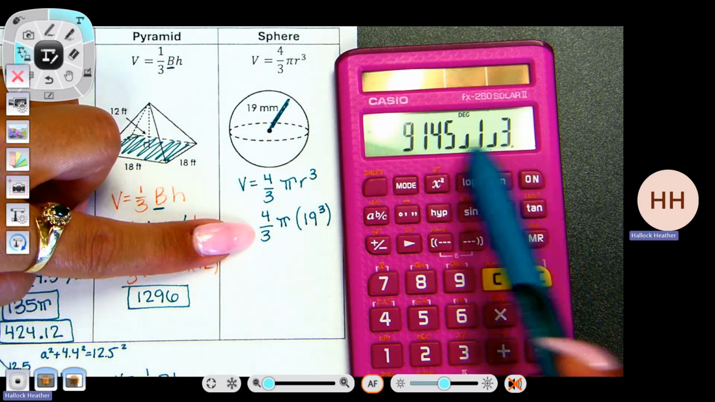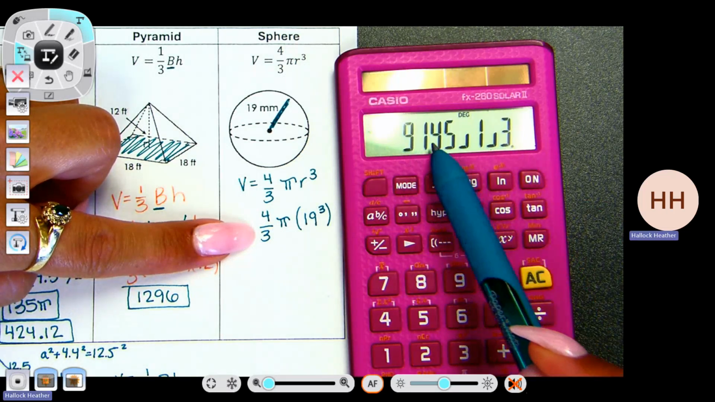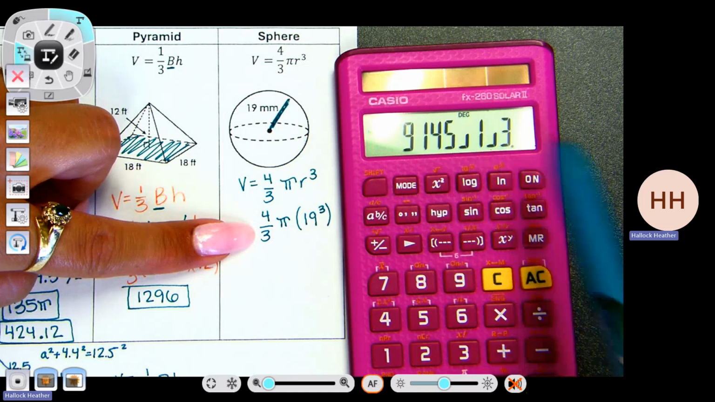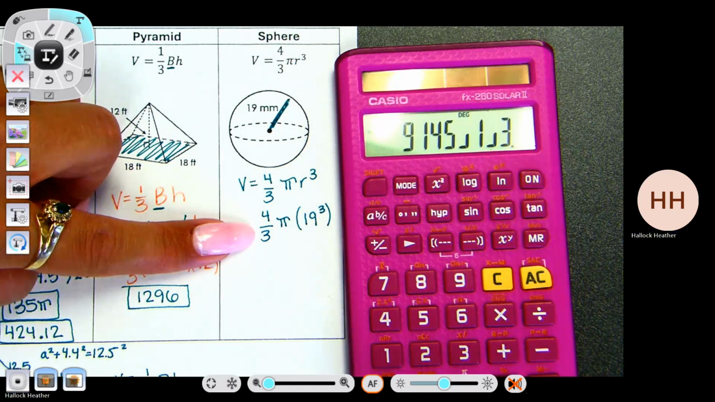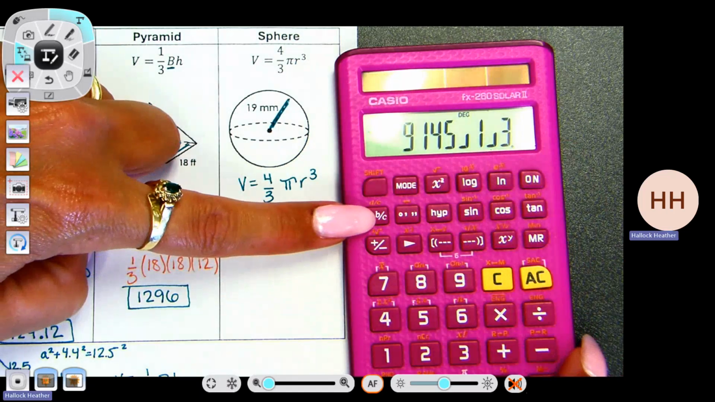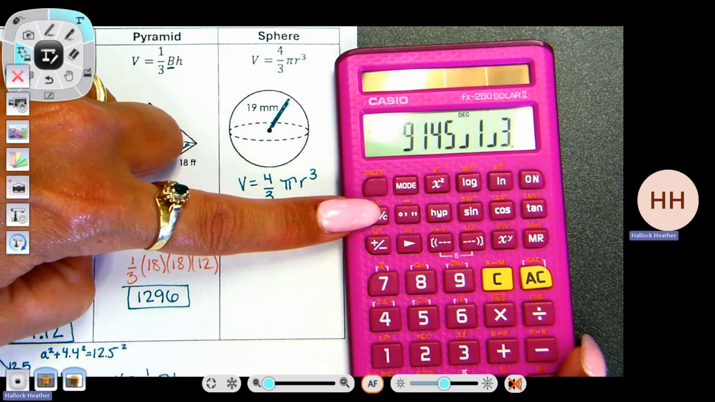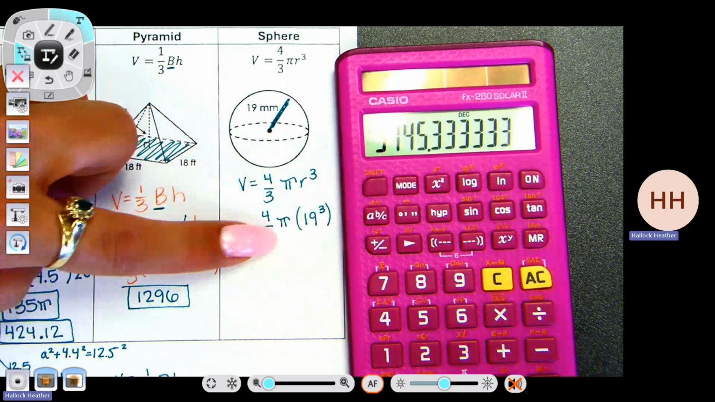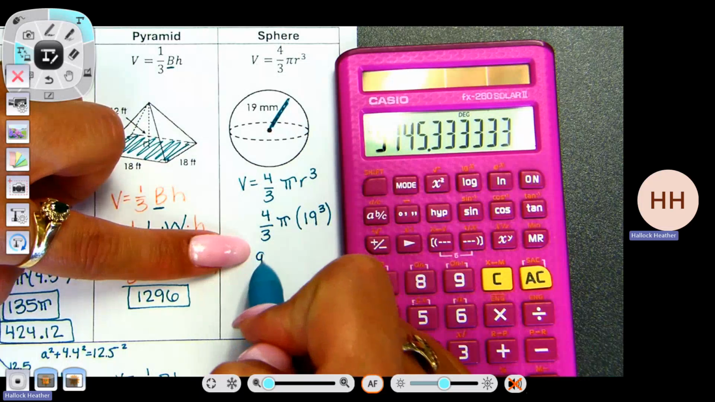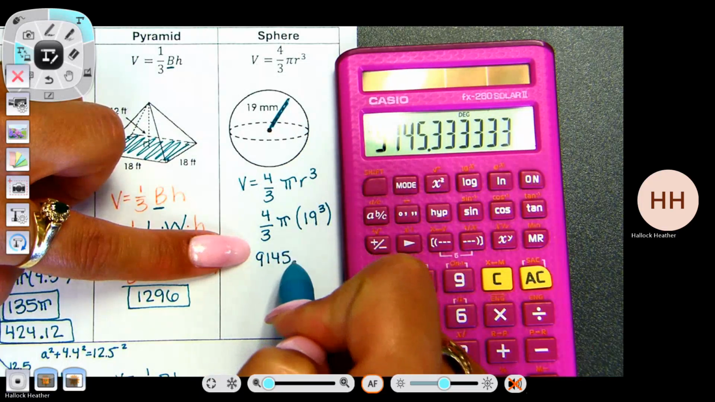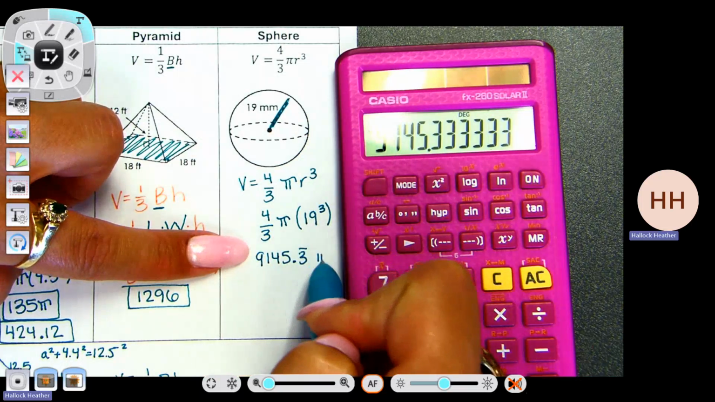So this is 9,145 and 1/3. Yeah, so if you don't like that, you can press ABC and get the decimal. If you don't want the decimal, you can leave it as a fraction. Okay, I'm gonna leave it as a decimal. So in terms of pi, this would be my answer.